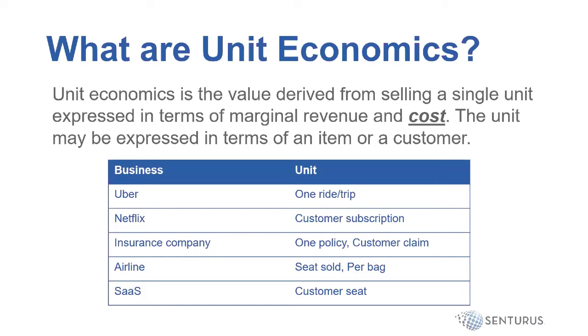Typically, when you're talking about unit economics, obviously the claim side in the insurance company is going to be very well managed and understood. It comes down to the cost to service that claim, which is where you start really getting some interesting numbers from a unit economics perspective. Airlines, seats sold per bag. SaaS, customer seat. Now, that's pretty high level.